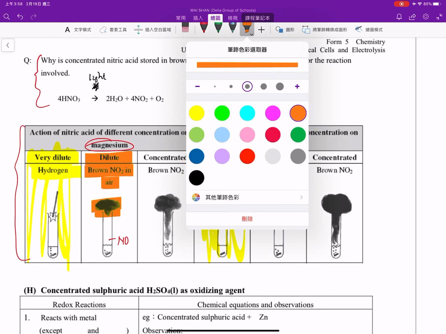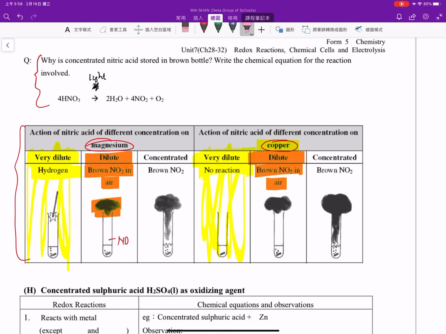And when it comes to concentrated, then brown NO2 gas, you can see that it will be formed right above the liquid. Unlike the dilute one, which forms in air, that means the mouth of the test tube, the concentrated one will be formed directly above the liquid. This is the difference, okay?